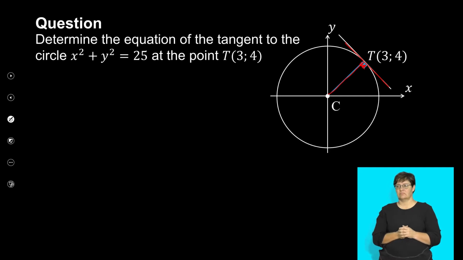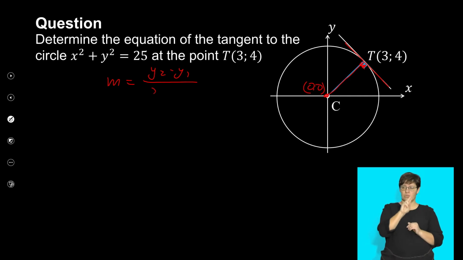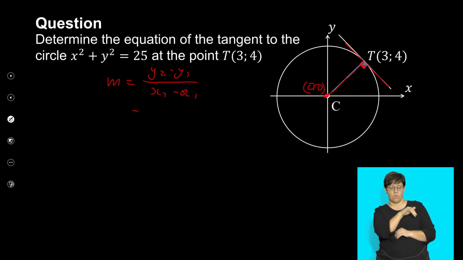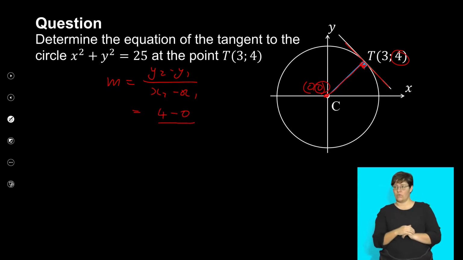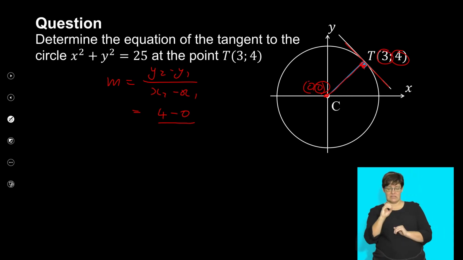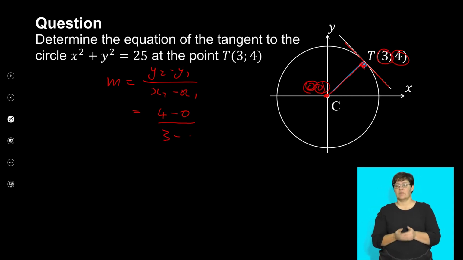The gradient of the radius from (0, 0), the center, to (3, 4). How did we calculate that? Well, I went the y value minus the y value over the x value minus the x value. So let's go y value 4 minus y value 0 over x value 3 minus x value 0. And I get the gradient of the radius equal to 4 over 3.